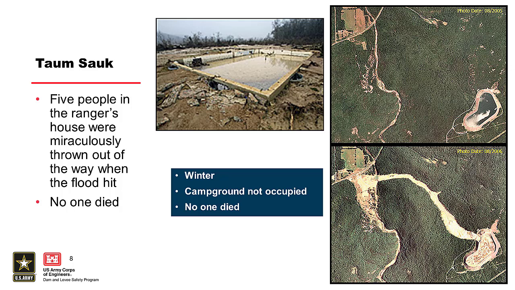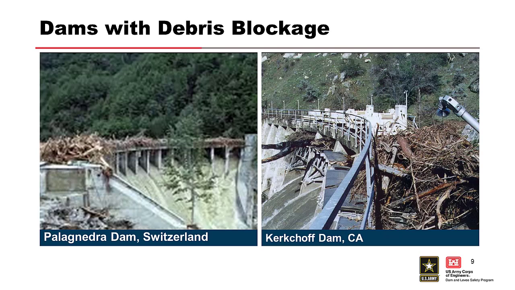So debris blockage impacts the spillway capacity and the peak stage that can lead to overtopping. So these are both cases where floods caused debris that greatly impacted the spillway's capacity to release flows. The photo on the left is a dam in Switzerland that was overtopped in 1978 when debris filled the reservoir and completely blocked the spillway. Fortunately, the structure was a concrete structure and resisted overtopping flows without failing. That is, the dam was a concrete dam.